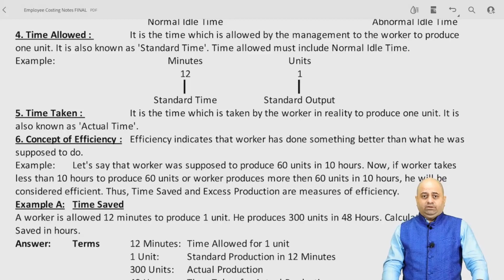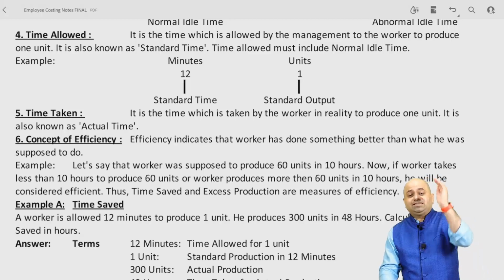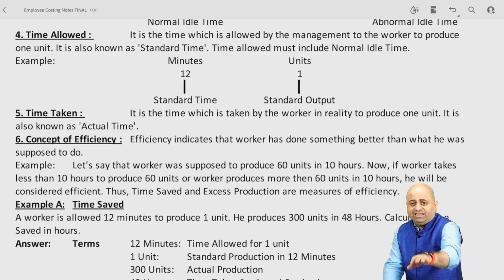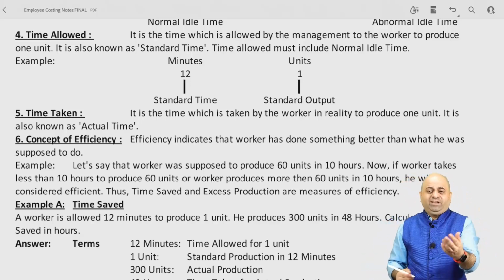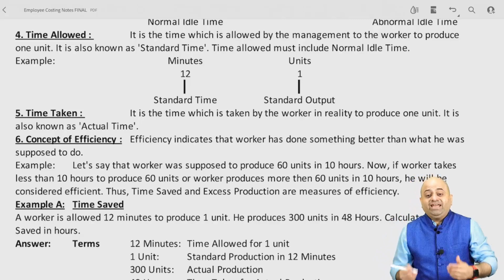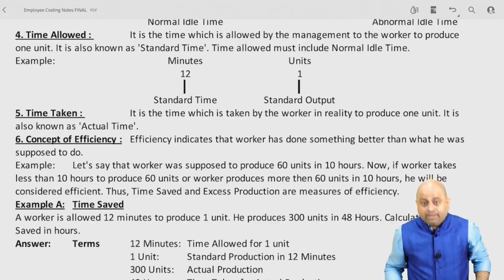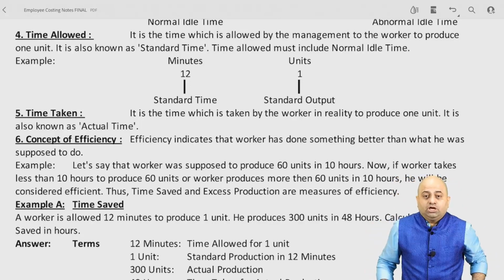Next, time taken. What is time taken? It is the time which is taken in reality by the worker to produce one unit. For example, your worker takes 15 minutes to produce one unit. So 15 minutes will be known as time taken. In other words, it is known as actual time.